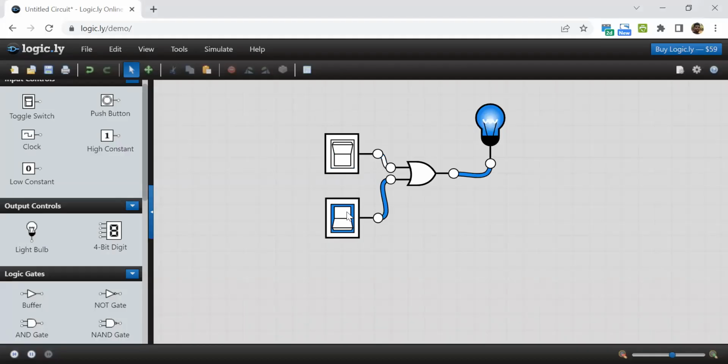So in this circuit, you can see when both switches are off, the bulb is off. When one of the switches is on, the bulb is on. When both the switches are on, yes, the bulb is in on state. That's what you need to remember.